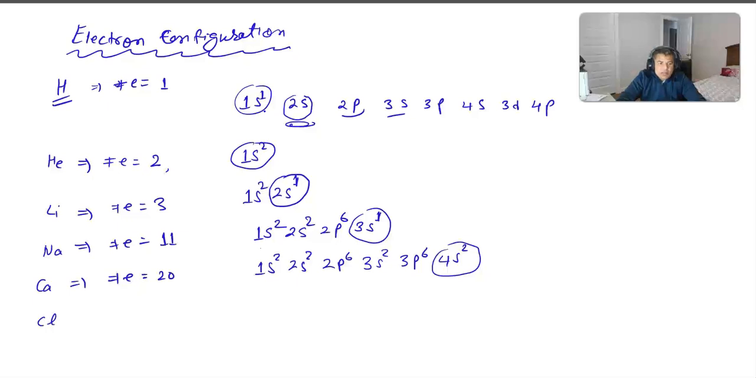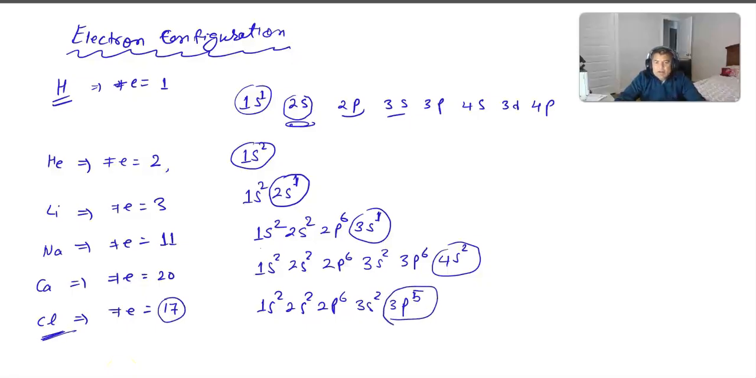Now let's say chlorine. What happens to chlorine? Number of electrons is equal to 17, right? Same, 1s2, 2s2, 2p6, 3s2, 3p1, I think, right? 4 plus 6, 10, 12, oh no, 3p5, right? Look at that, chlorine ends at the p orbital. Chlorine ends at the p orbital.